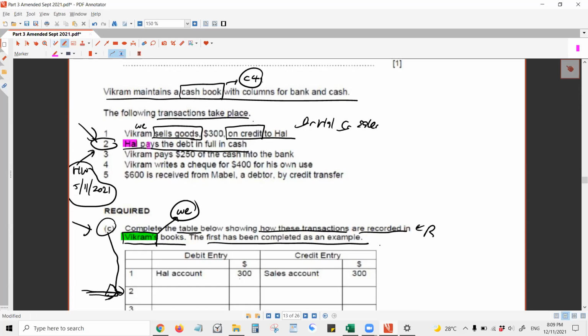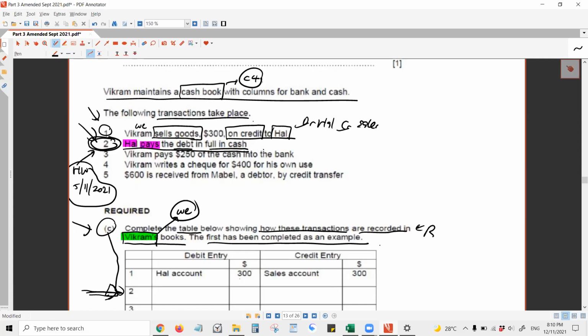So you could be thinking that you are making payment here because they start with the word How and then pays. No, we are still Vikram here. We are doing question C. It is actually us who collects payment from How. Why? Because from the first transaction earlier, How started to owe us money. Therefore, for the second transaction, How pays us. How pays the debt in full in cash.